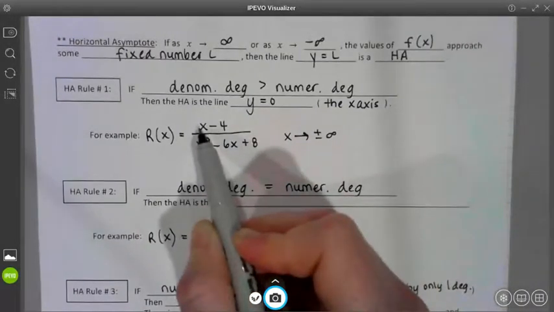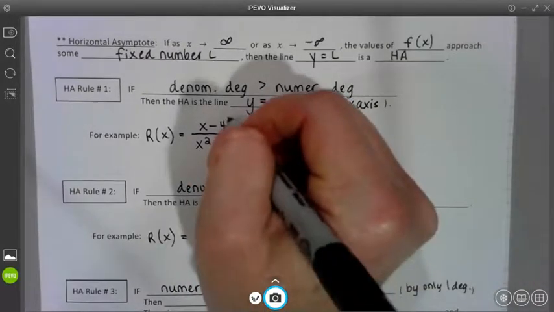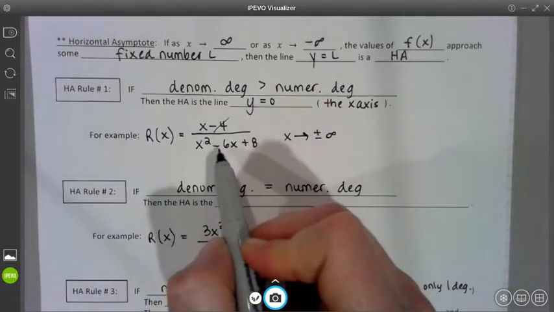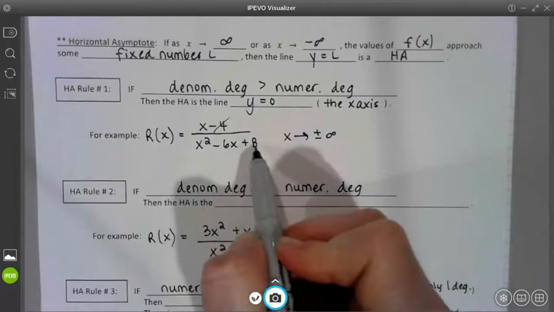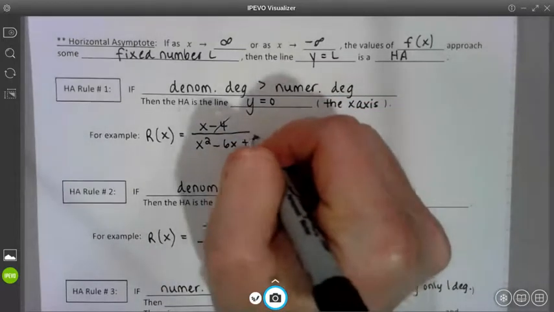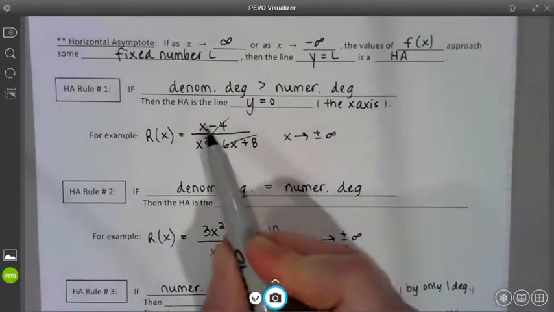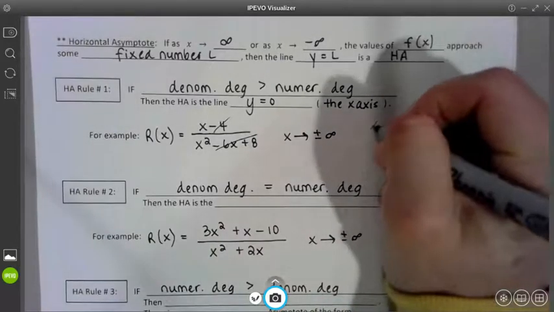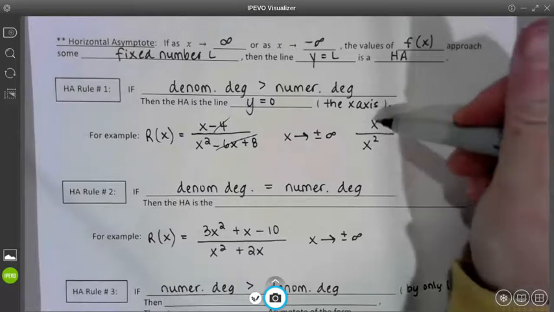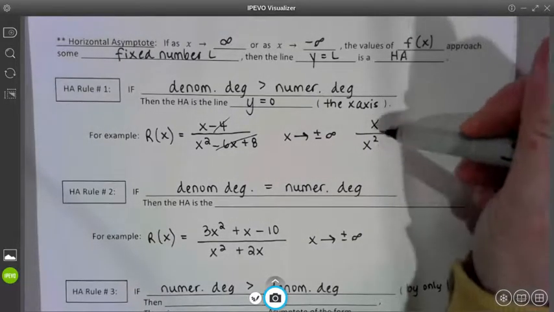If you plug a trillion in and minus 4, did the minus 4 really change much? No. So it becomes insignificant, right? If you take a trillion and square it, well then negative 6 times a trillion plus 8, guys, it's like nothing when you add that on to a trillion squared. So they become insignificant as x becomes extremely large. So you're left with x over x squared. X over x squared is like a trillion divided by a trillion squared. A trillion squared is so much bigger than a trillion.